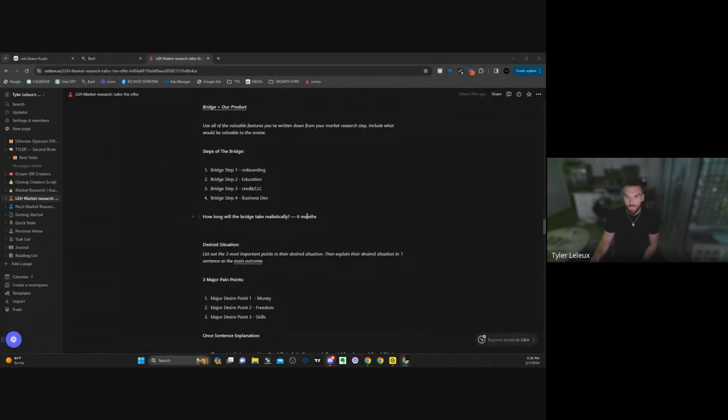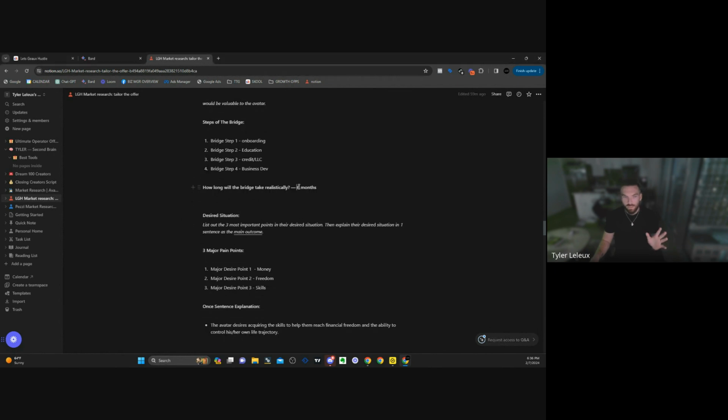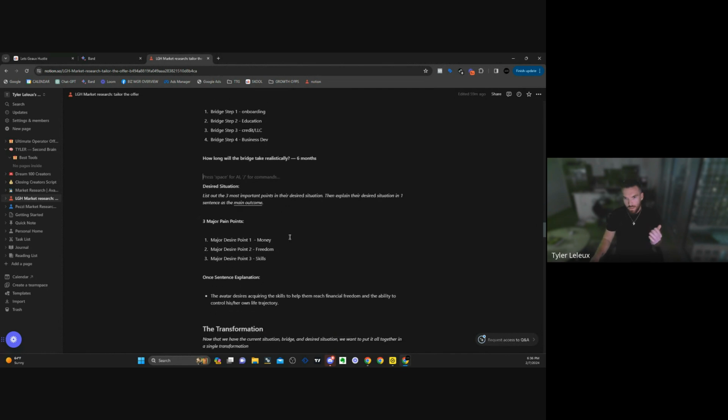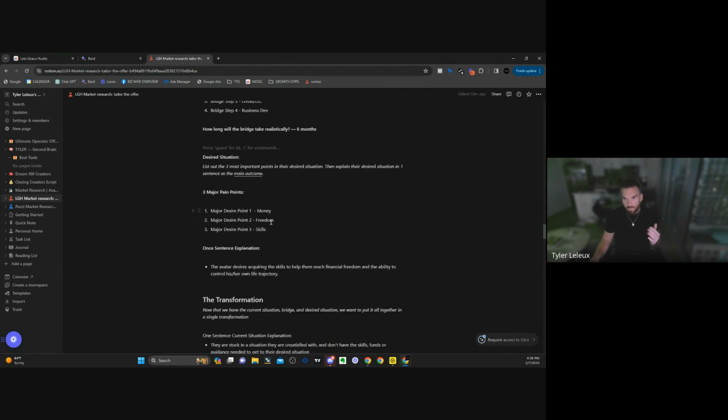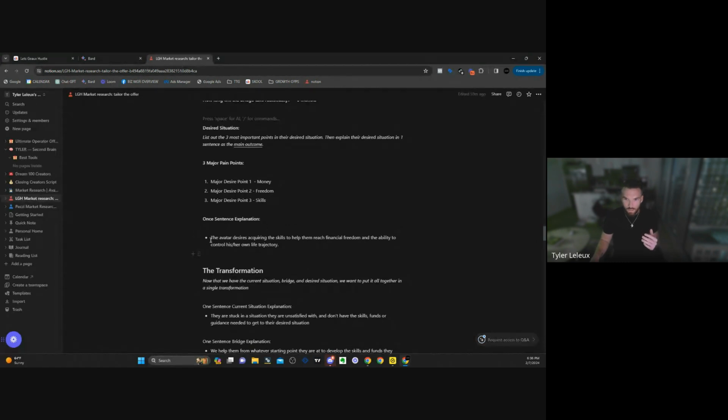And then realistically, how long will the bridge take? We say roughly 6 months. I know it depends on the person and what their credit profile looks like. Now the desired situation: list out 3 important points in their desired situation, then explain their desired situation in 1 sentence. So 3 important points: money, freedom, and skills. 1 sentence explanation: the user desires acquiring the skills to help them reach financial freedom and the ability to control his or her own life trajectory.